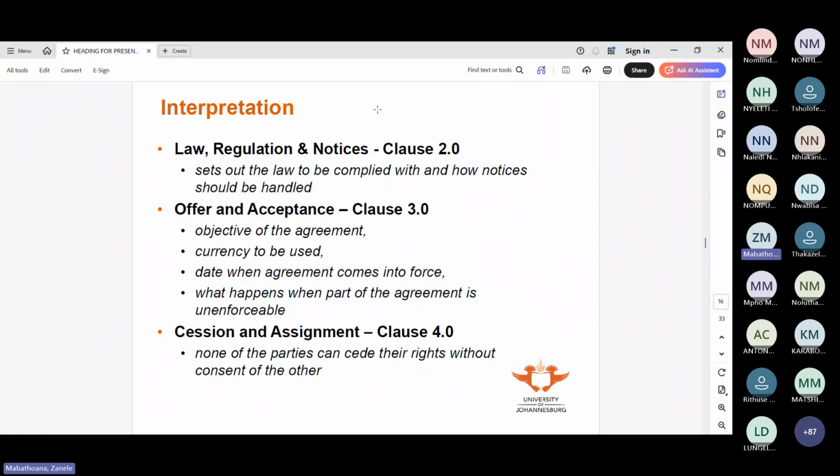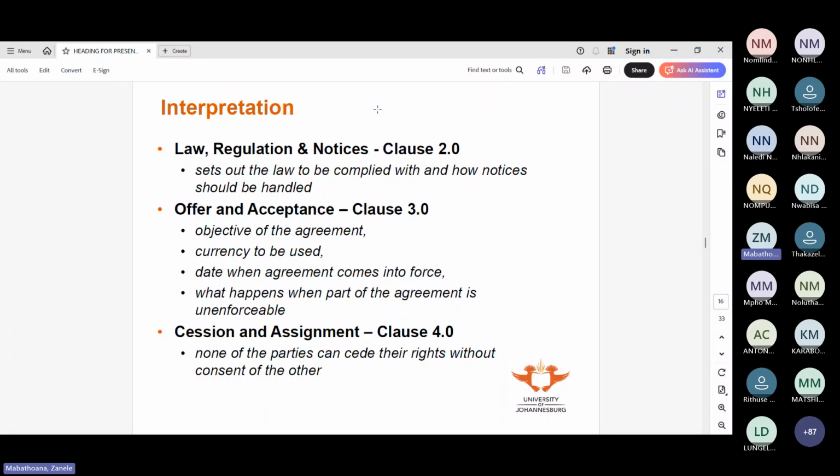So failure or omission by a party to enforce any provision of the agreement shall not constitute a waiver of such provision or affect such party's right to require the performance of such provision. So if you fail to, let's say, claim something at the time that it's supposed to be claimed, it doesn't mean that you've waived your right to require that particular performance. Then clause 4 deals with cession and assignment.